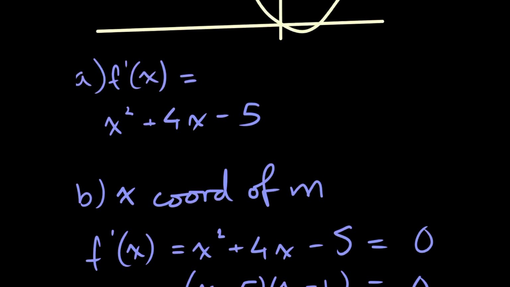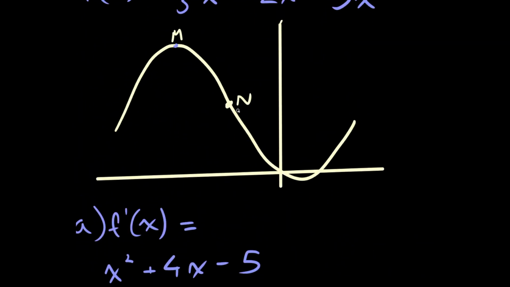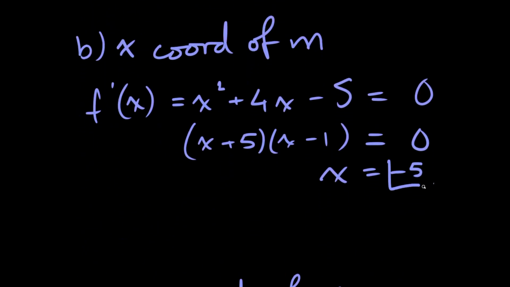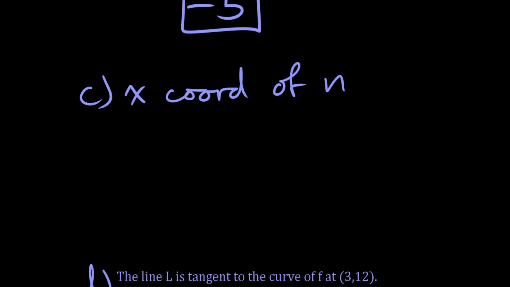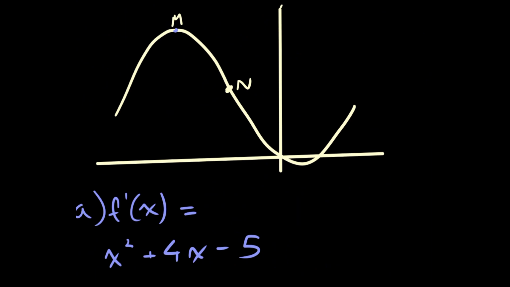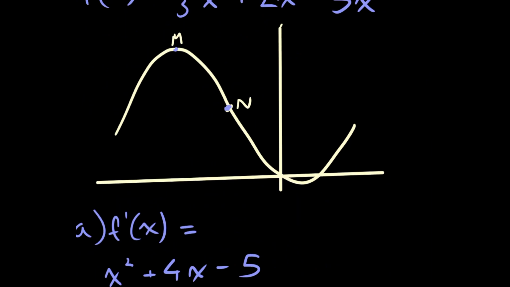So which one's going to be our local maximum? Well, clearly on the graph, it's the one on the far left. So it's going to be the negative value. The coordinate is -5. So next they tell you to find the x coordinate of n, which is the point of inflection for this graph.